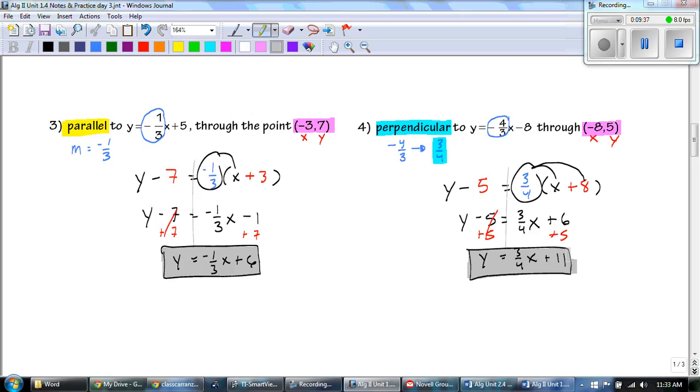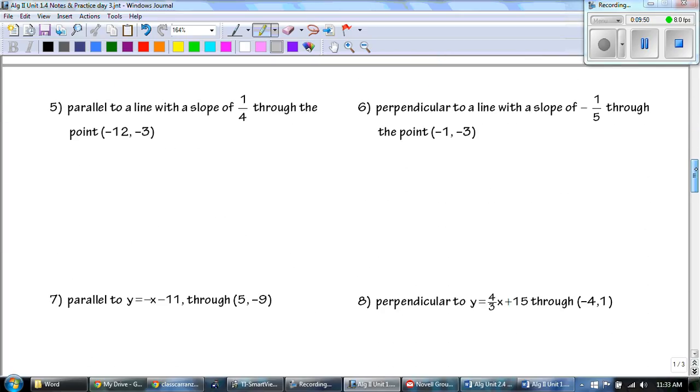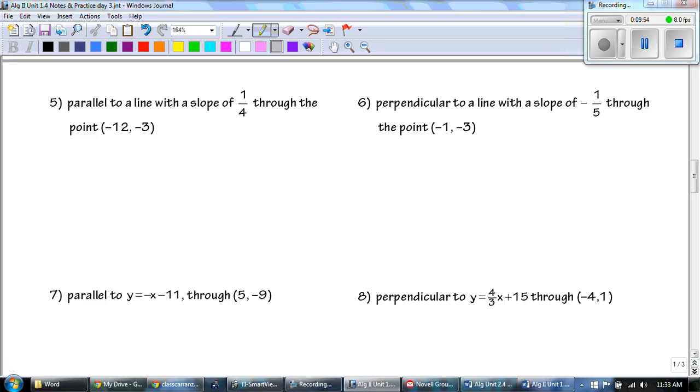Okay, so the only hard part that we really have to pay attention to is what is it asking for? Does it want parallel or does it want perpendicular? So for number 5, what does it want? Parallel or perpendicular? Yeah, it wants parallel, so we want the same slope. It tells us our slope. There's not much I have to do with it. It's just, hey, this is my slope. Okay, here's my point, x comma y. And when we plug in, we're going to have two negatives there. So that means both of those are going to change to positive. All right, my slope is 1/4. Positive 3, and this will be positive 12.